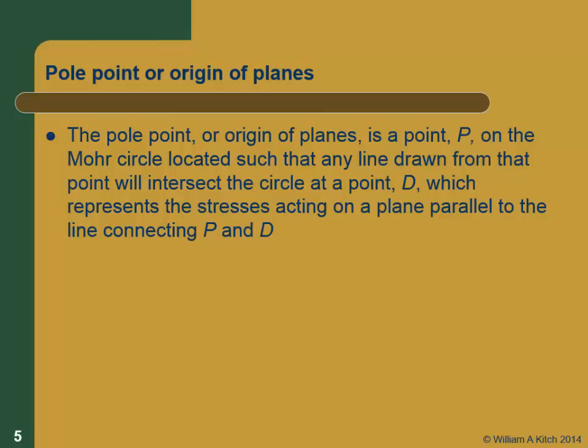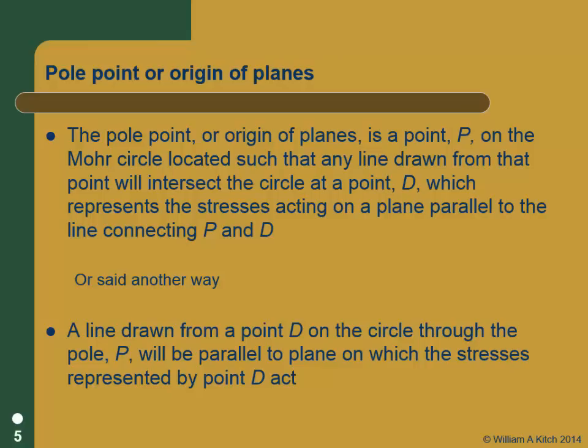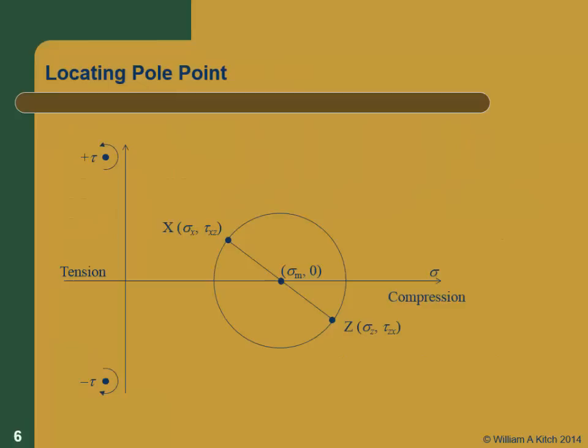Another way to say it, I think it's easier to say it backwards. If I'm at a point D and I draw a line through the pole point, that line is parallel to the plane on which the stresses at point D act. So those words are there. They're written down. You got them. Let me show you, and then you can go home and read it again and really understand it. This is one of the reasons why we're engineers, because we can draw better than we can speak sometimes. Okay, so let's start with here. And let's think about this for a second. This point right here represents the stresses on which plane?